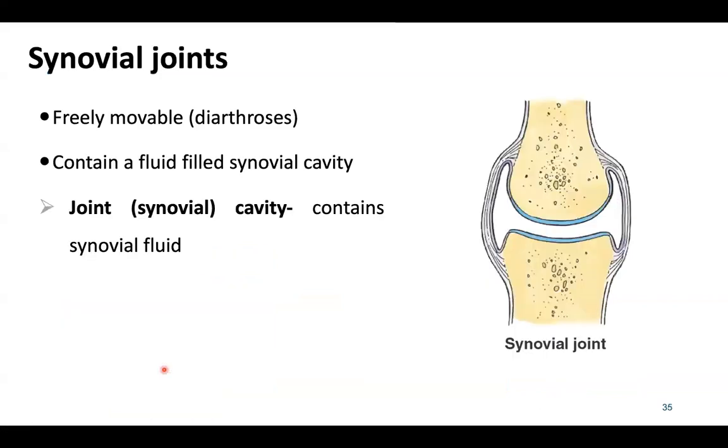The last type of joints, or the third type of joints, are synovial joints. Synovial joints are freely movable joints, and most of the joints in our body are synovial joints. They dominate in the limbs. Most of the synovial joints are found in the upper and lower limb. In synovial joints, the articulating bone ends are surrounded by a joint cavity. So as you see here, the bones are surrounded by a cavity.